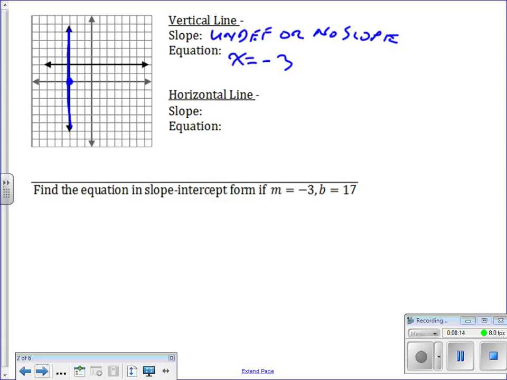Okay, our horizontal line. What's the slope of a horizontal line? Slope of 0. And there's a difference between 0 and no slope. There's a difference between the two. 0 has a particular value. It is a numerical value. No slope means we can't come up with any numerical value for it. Okay. And the equation for horizontal lines are always y equals. In this case, it's y equals 2.